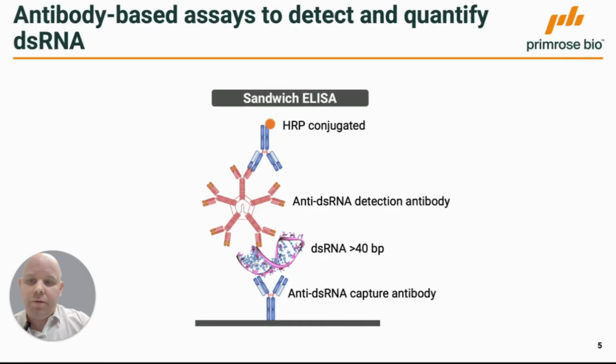There are many different ways to detect and quantify double-strand RNA. The most common one is sandwich ELISA, which contains two different anti-double-strand RNA antibodies. One is used to capture the double-strand RNA in the samples, and one is used for detection, either via HRP-conjugated or fluorescent-conjugated antibodies.